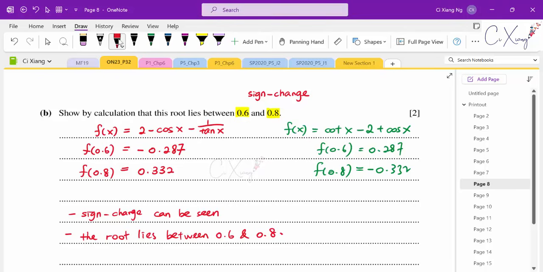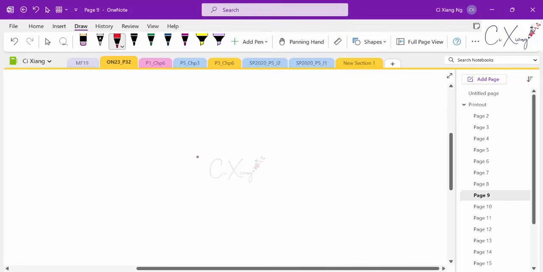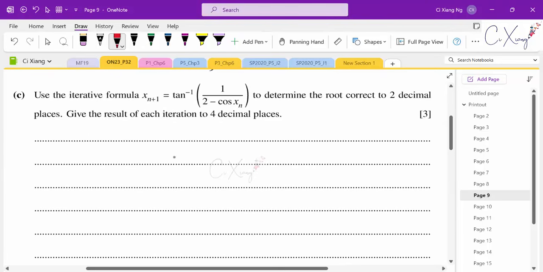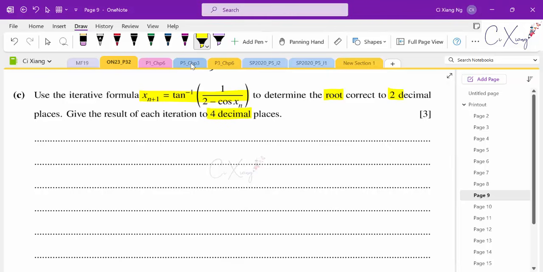Alright, so this is what we have for part B. Then let's continue to the next part, part C. Now they want us to use the iterative formula given like this to determine the root correct to 2 decimal places. Then each iteration should be correct to 4 decimal places. To use the iterative formula, we need to have the initial value. So what's the initial value? For this question, they didn't inform us, they didn't fix an initial value for us.